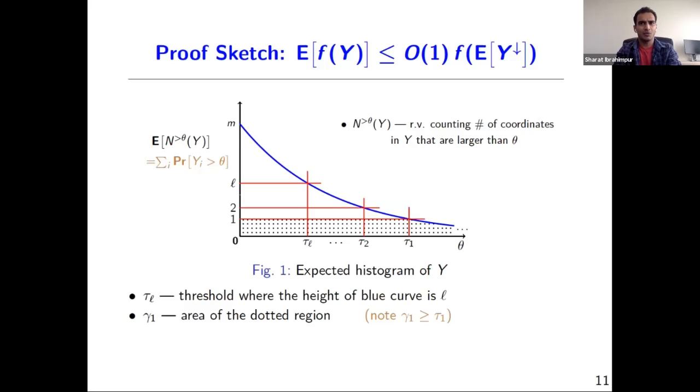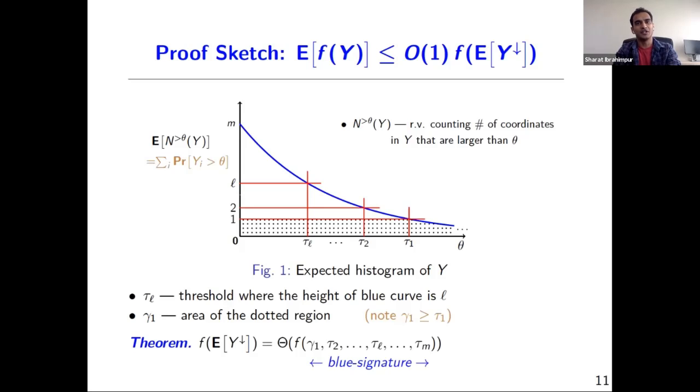Let me elaborate on why these quantities are important to us. It turns out that the F norm of the expected sorted vector, which is on the right-hand side of the title of this slide, is within a constant factor from the F norm of the vector with entries gamma 1, tau 2, tau 3, and so on. For convenience, we'll refer to this vector as the blue signature, because it's a signature of the blue curve.